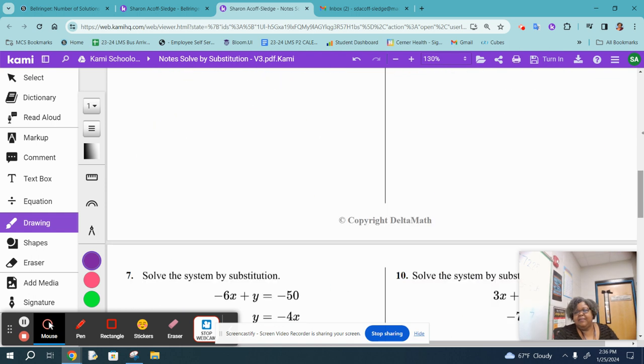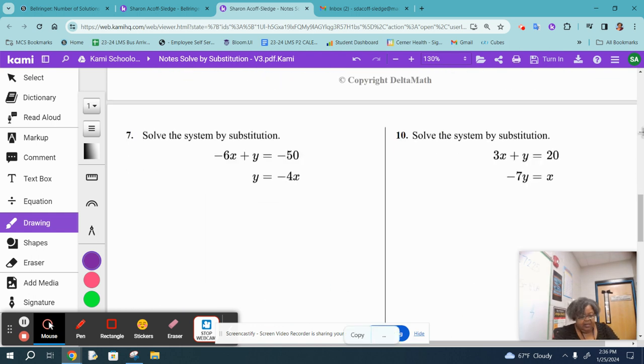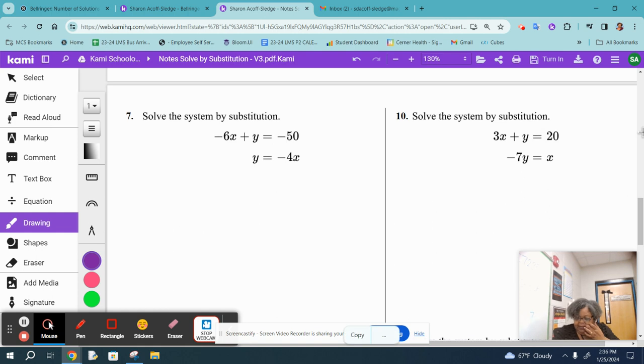Now let's flip to the back side. You can work 3 and 6 yourself. I want to spend a little bit more time on these. Now these are a little bit different. You're not setting each equation equal to each other.